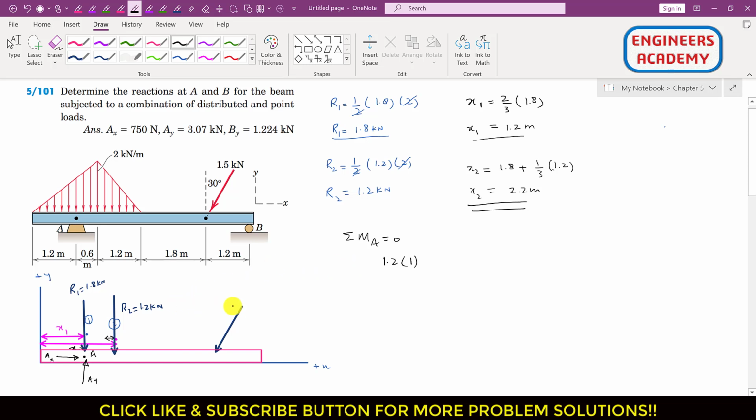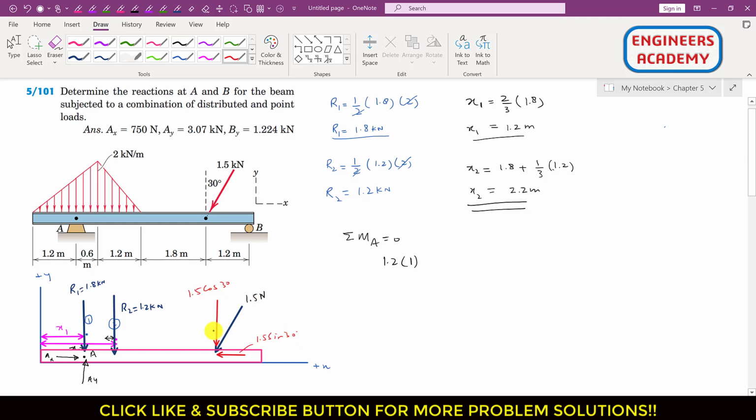right? And similarly this 1.5 kilonewton force is making 30 degrees with the vertical, so we can resolve this into its components, right? One component will be acting in this direction, this one will be the cos component, and another component will be acting in this direction. This one is the sine component. We can write that this is 1.5 cos of 30 degrees, and this is 1.5 sine of 30 degrees, right?